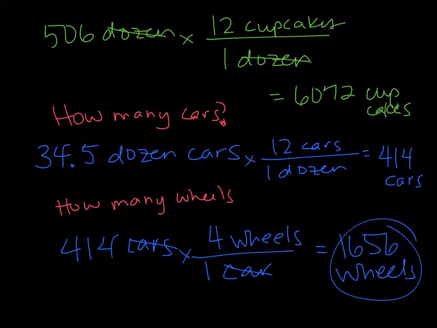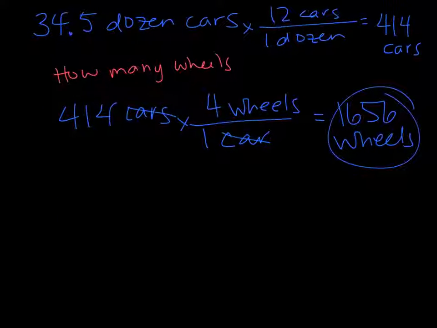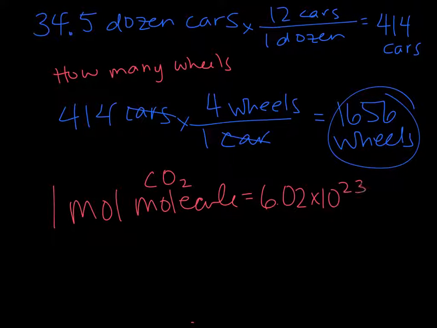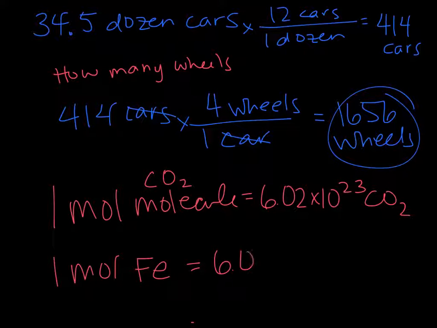All right. And so when we go back and look at dozen, or mole, right? 1 mole of whatever you have. So if you have 1 mole of a molecule, like CO2, so if you have a mole of CO2, then that means that you have 6.02 times 10 to the 23rd CO2s. So you have that many molecules of CO2. And if you had 1 mole of, let's say, iron, the atom iron, that means that you have 6.02 times 10 to the 23rd irons.